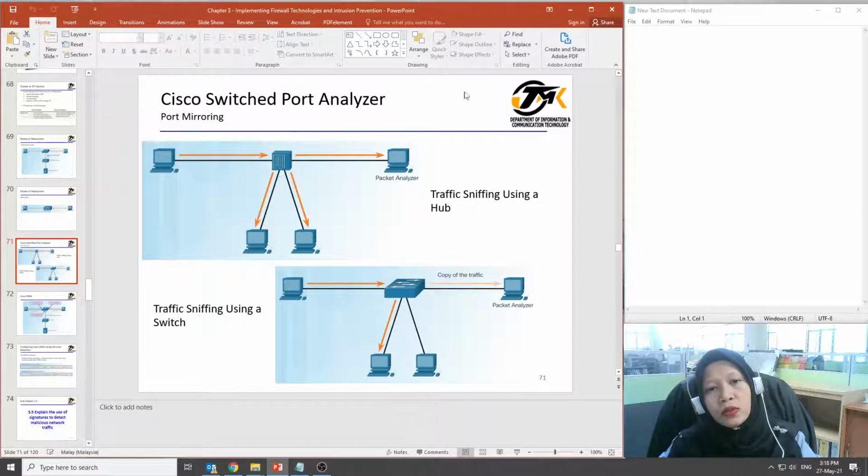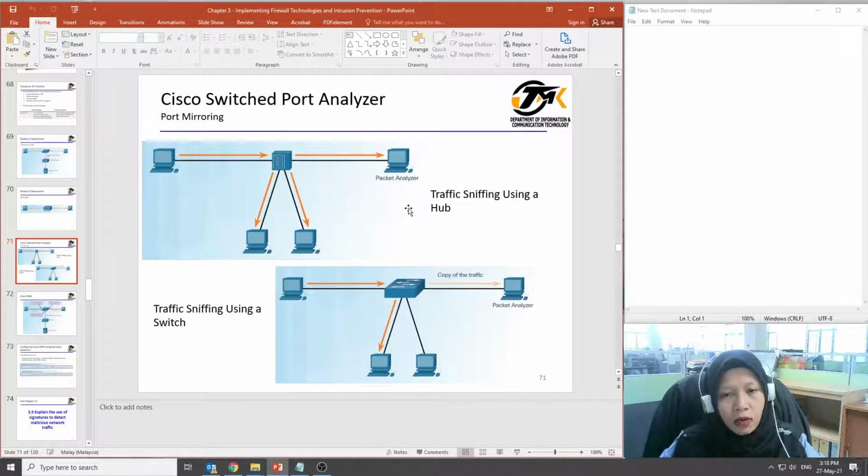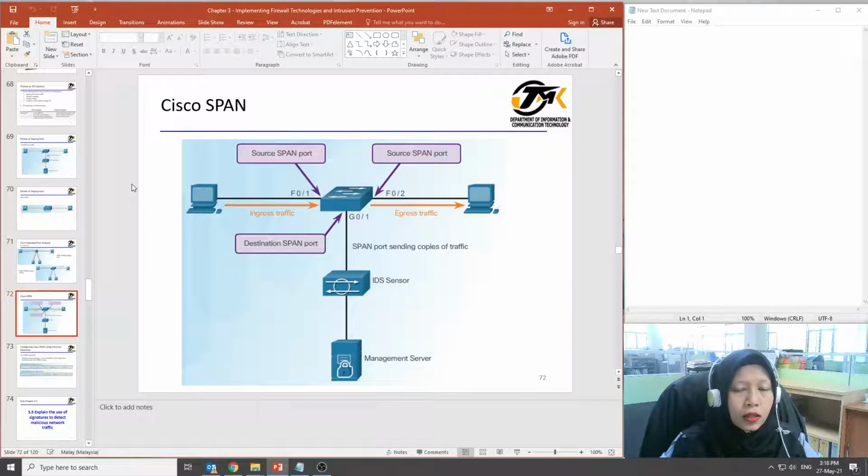Okay, so mostly what we will do is port mirroring. For port mirroring, we can use the Cisco switch port analyzer. The Cisco switch will be configured to sniff the traffic and copy the traffic. For example, this is a hub and this is a switch. The switch will sniff the traffic to mirror the traffic. This is what they will do, as you can see here.